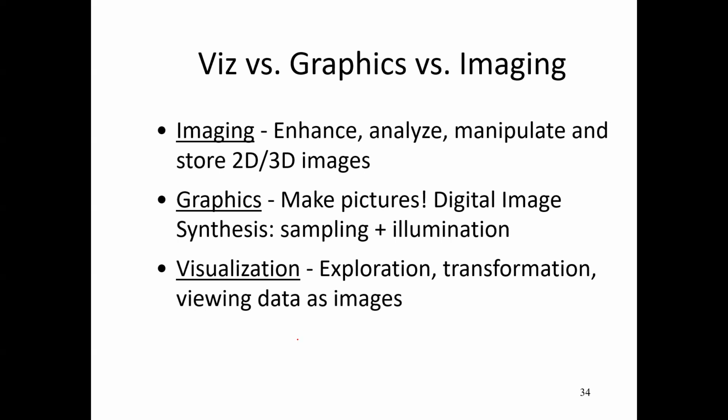And under visualization, exploration, transformation of the data, right? So that means you explore the data and then you can transform it to a different form of the data, and then you view this data as images, which reflects the fluctuation or maybe some kind of information out of the data that you are visualizing, right? So simply, it is a transformation of data into something that you can see.